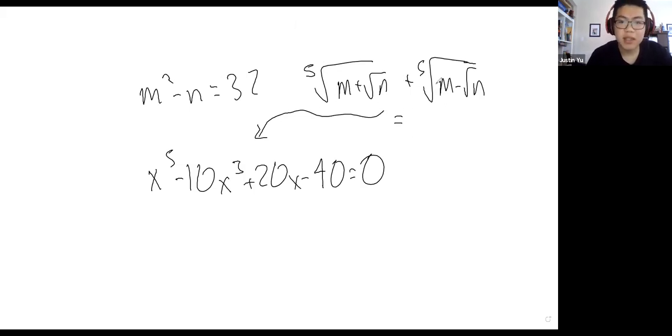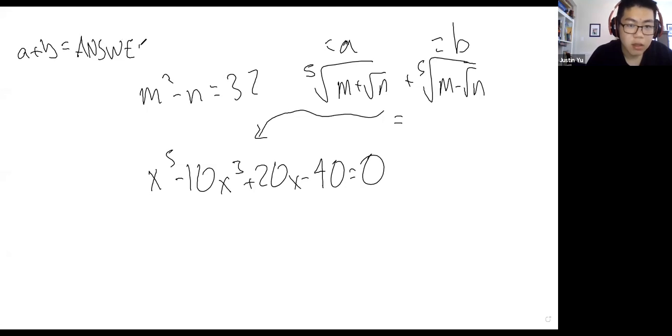Okay, so a common trick is to let this one be equal to A and this one to be equal to B. Think of these as two things. And now notice we have a lot of symmetric sums. Symmetric sums means that we need A plus B, which is what the answer is, and we need AB. Can anybody tell me what AB is equal to?